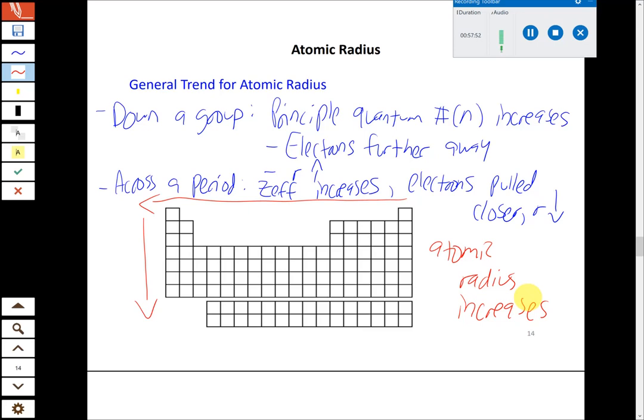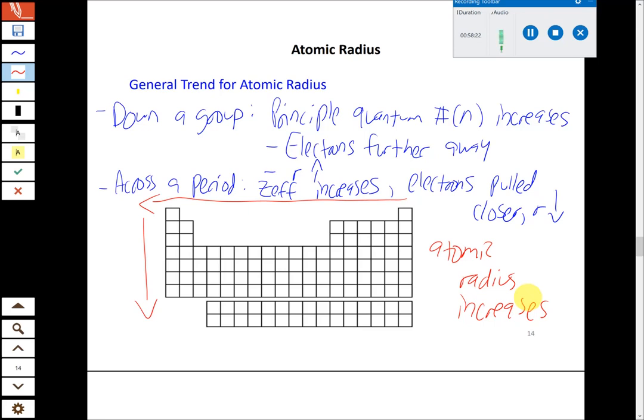Zeff is effective nuclear charge, Z effective. We introduced it a long time ago. When you have multi-electron atoms, the electrons that are closer to the nucleus cancel out or shield some of the nuclear charge, and so the outer electrons don't feel as much of that positive charge. But as you go left to right, you're adding more protons to the nucleus, so the charge felt by the outer electrons gets higher and higher, and that pulls them closer in because a higher positive charge is attracting them closer to the nucleus. Okay? Yep.